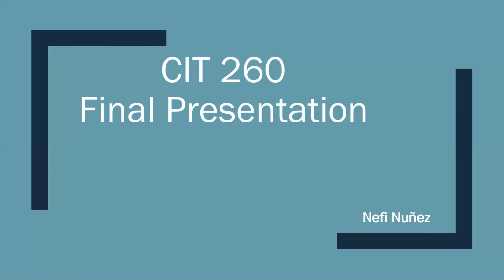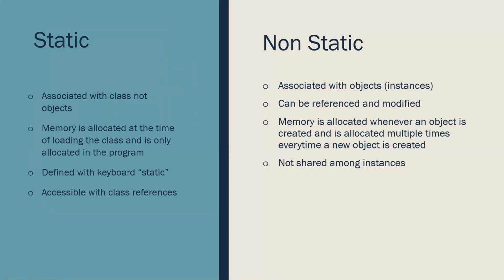Let me first start talking about the difference between a static class variable and a non-static instance variable. A static class is associated with the class and not objects. Memory is allocated at the time of loading the class and is only allocated once in the program. It's defined with the keyword static and accessible with class references.